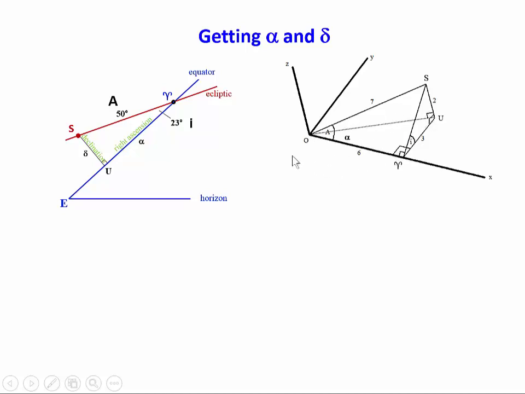So here it's between Aries and U, so that's your alpha. And similarly the declination is between U and S, that's that angle there, between OU and OS. So our job is, given A and I, to find alpha and delta.